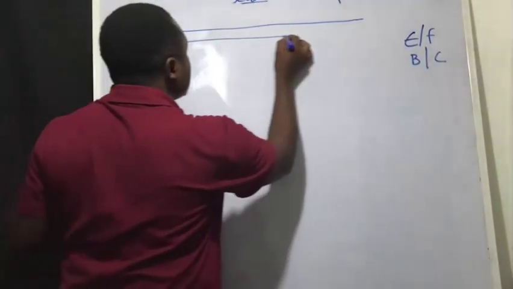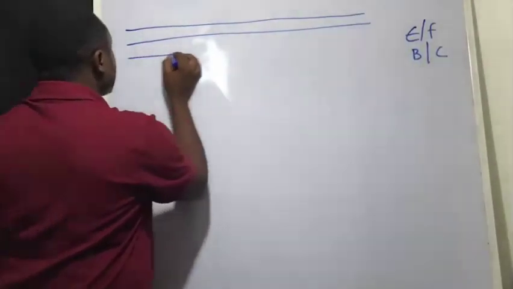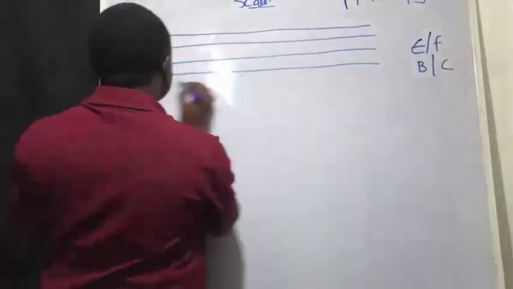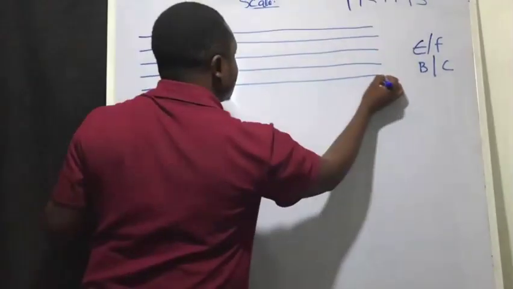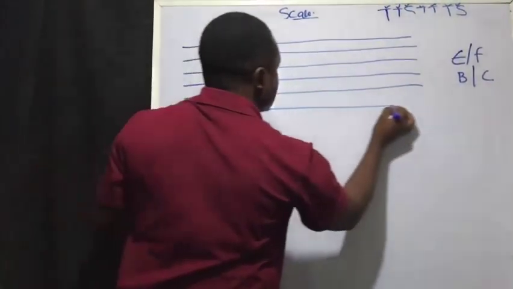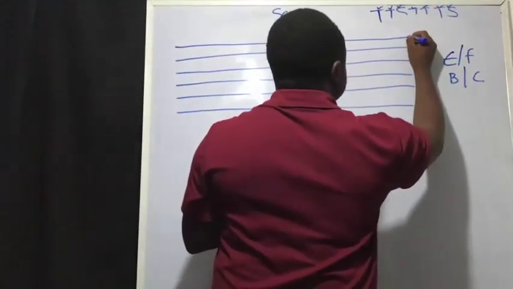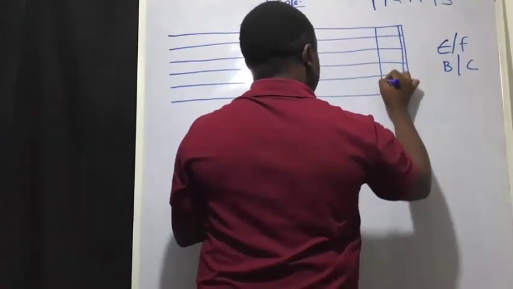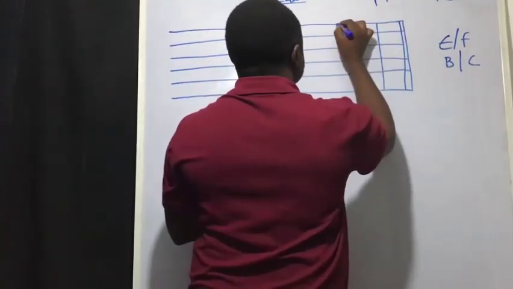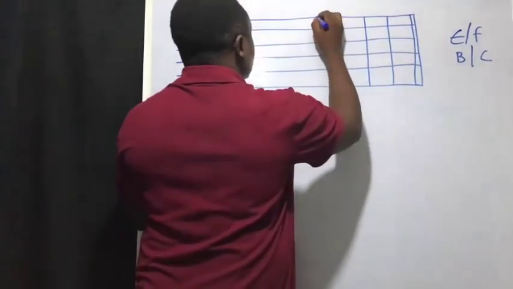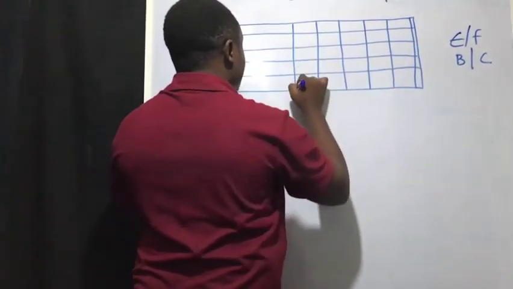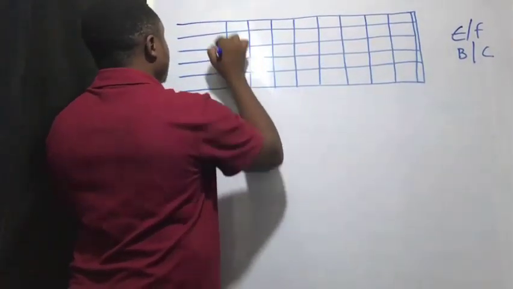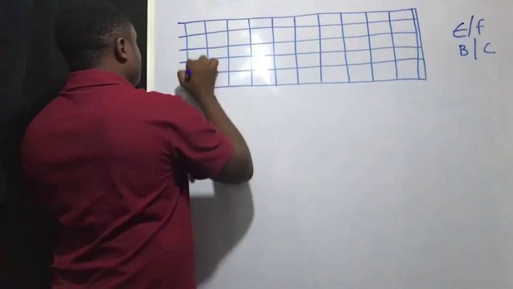One, two, three, four, five, six. So this one represents your knot, which is the neck, your white element. So these are your frets. 3, 4, 5, 6, 7, 8, 9, 10.